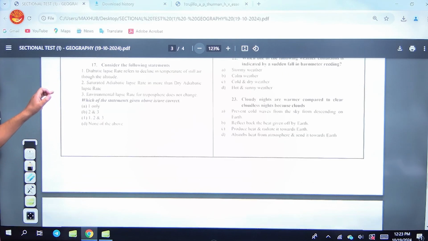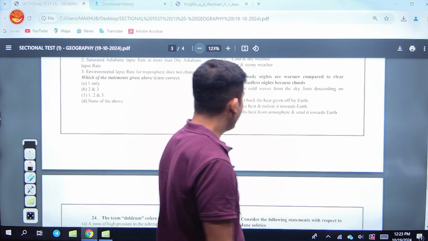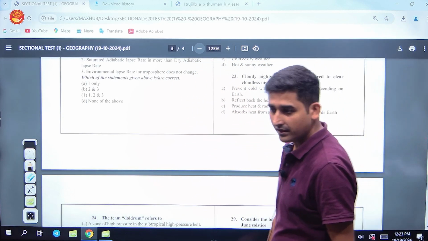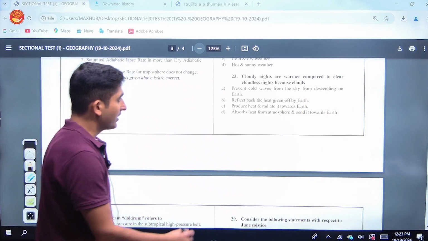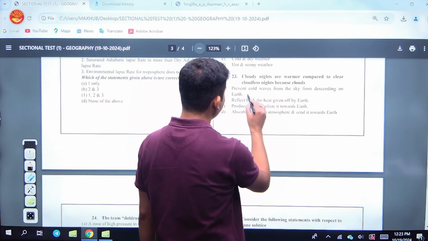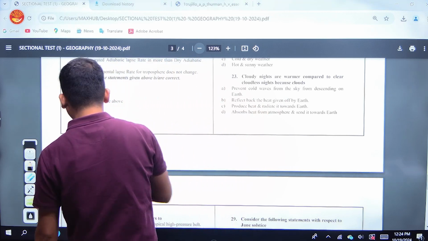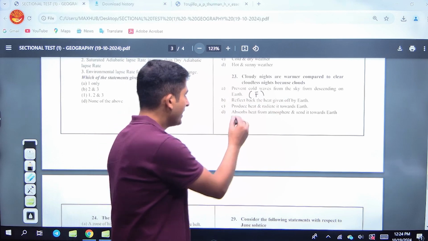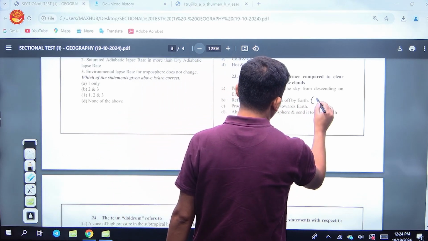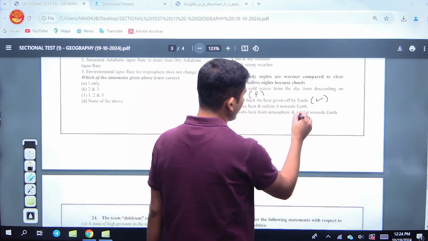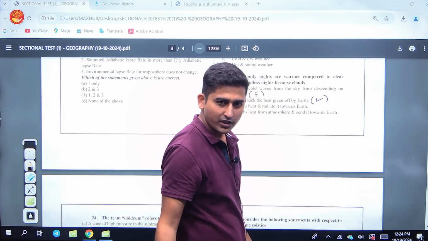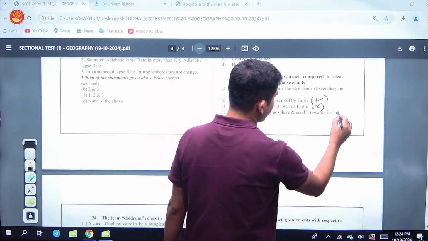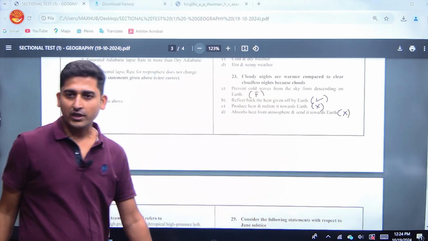Cloudy nights are warmer compared to clear, cloudless nights because clouds. What happens on cloudy nights? I have discussed this concept in class. Prevent cold waves from the sky from descending on earth. True or false? False. Where will cold waves come from the sky? Reflect back the heat given off by earth. This is true. Produce heat and radiate it towards earth. Will they produce cold? From where will heat produce cold and then send it downward? This is false. Absorbs heat from atmosphere and sends it towards earth. So option B is the correct fit.